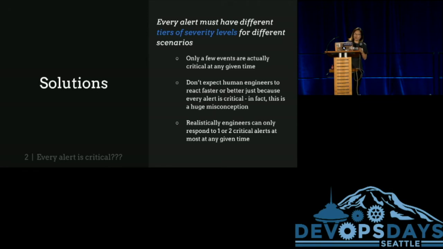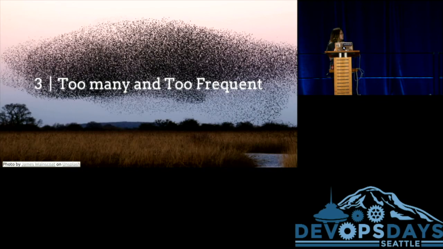And like I was saying, only a few events, at least from my experience, are actually critical. If you have a pool of critical events, only probably a few of them are actually absolutely priority 1 events. Don't expect human engineers to respond any faster or any better just because you ram them with critical alerts. In fact, you get the entirely opposite attitude. And realistically, engineers can only really respond to 1 or 2 critical incidents at a time. We just literally cannot parallelize fast enough to worry about that much. And also stress, right? Yeah, that brings me to the next scenario, which is too many and too frequent alerts.